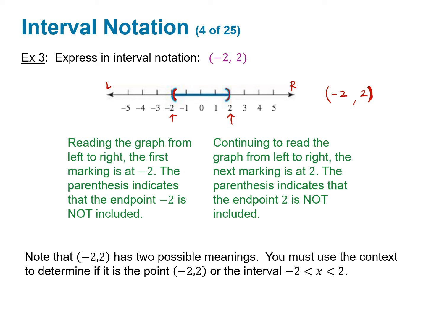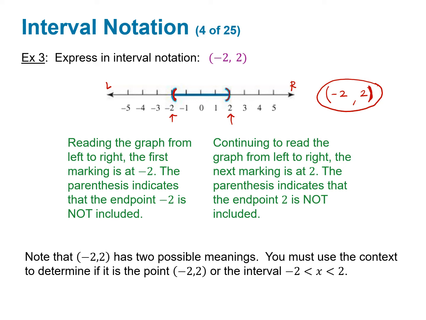Now, we do need to note that when you see something like this, -2, +2, your mind may be thinking X, Y coordinate points. But in interval notation, that is not what we mean. We are looking at this as a set of numbers between -2 and +2. So we're talking about -1, 0, 1, 1.99999, but we just can't include 2.